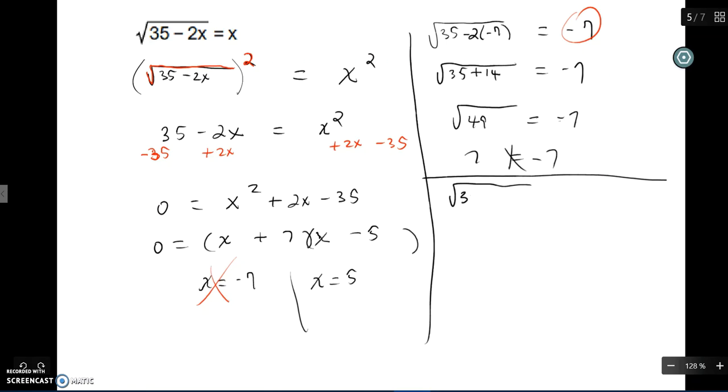And that one should work. 35 minus 2 times x, where x is 5 now. Does that equal 5? So it's the square root of 35 minus 10, so that's the square root of 25. Well, yeah, the square root of 25 is 5. That does equal 5. So that checked out. So the only solution is x is equal to 5.